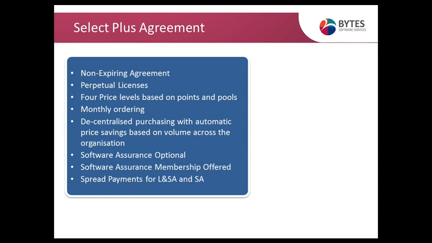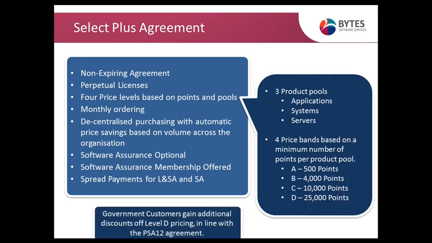There are 4 price levels based on points and pools. There are 3 product pools: applications, systems and servers. And to qualify for a Select Plus agreement, you need to forecast that within the first year you're going to purchase at least 500 points worth of product in one or more of those 3 pools.